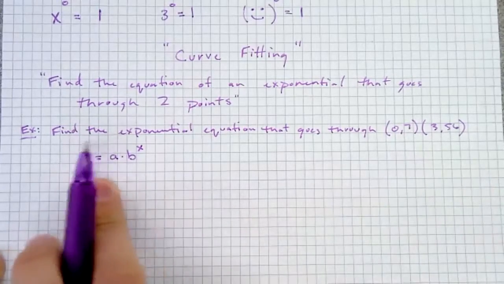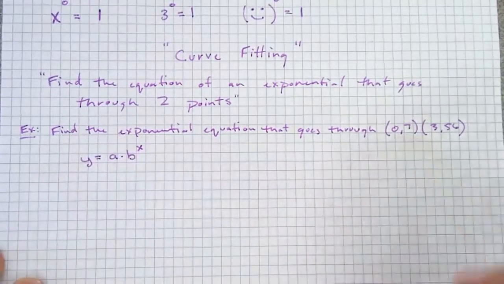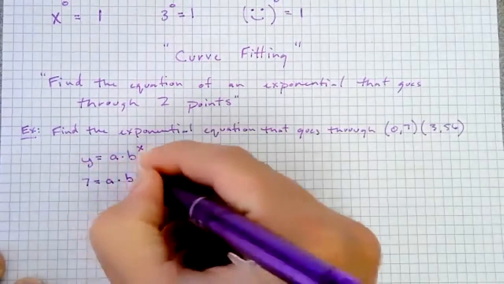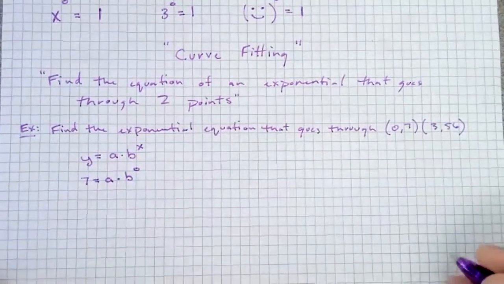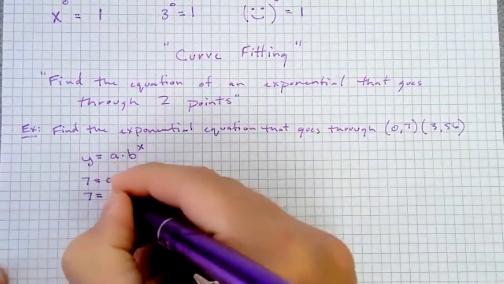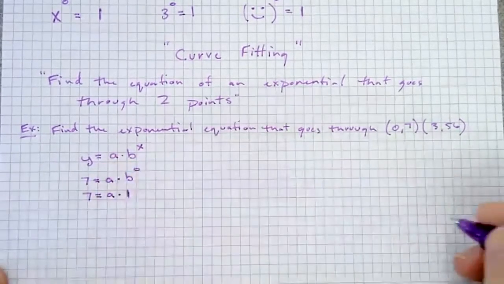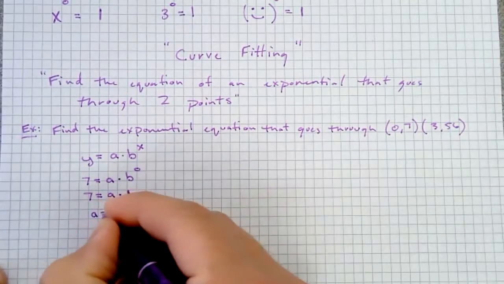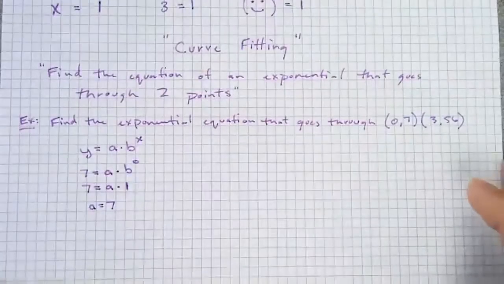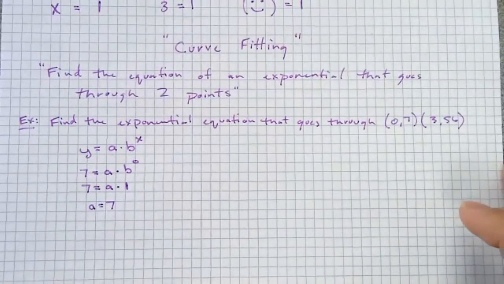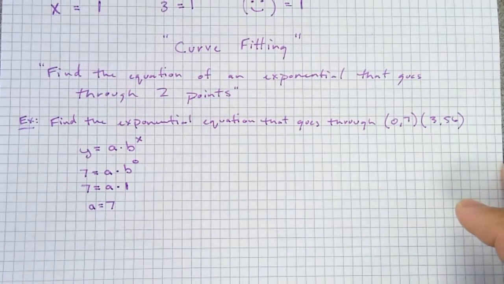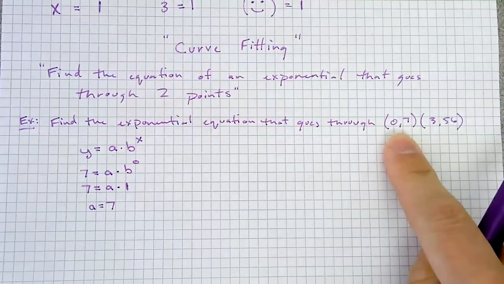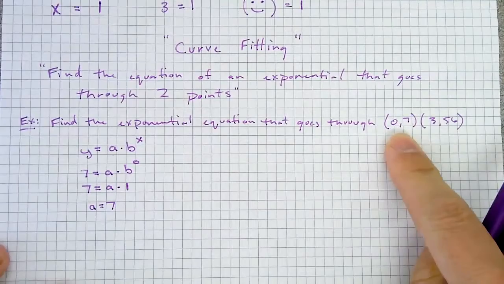But we can figure that out even if we plug these in for x and y, because what we get is 7 equals a times b to the 0. And remember, anything raised to the 0 power is just 1. So we know we have an a value of 7. But again, if you're given the y-intercept, it makes everything a lot easier. If not, it's okay.